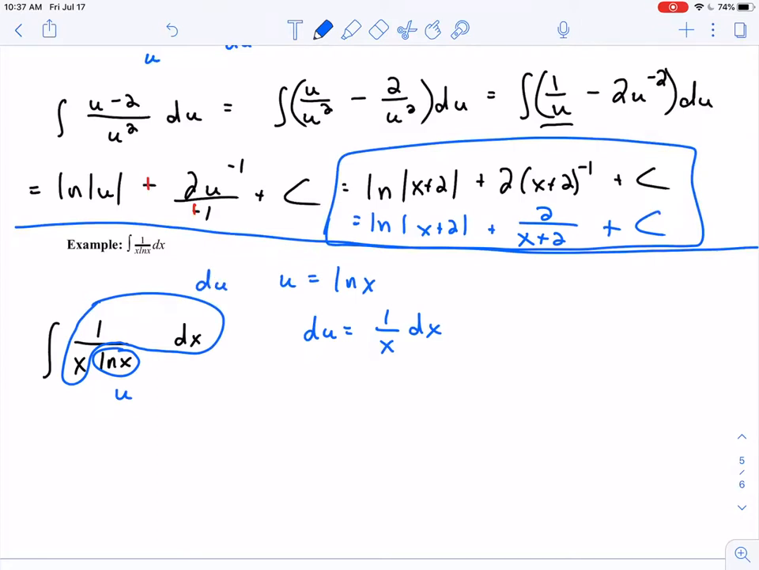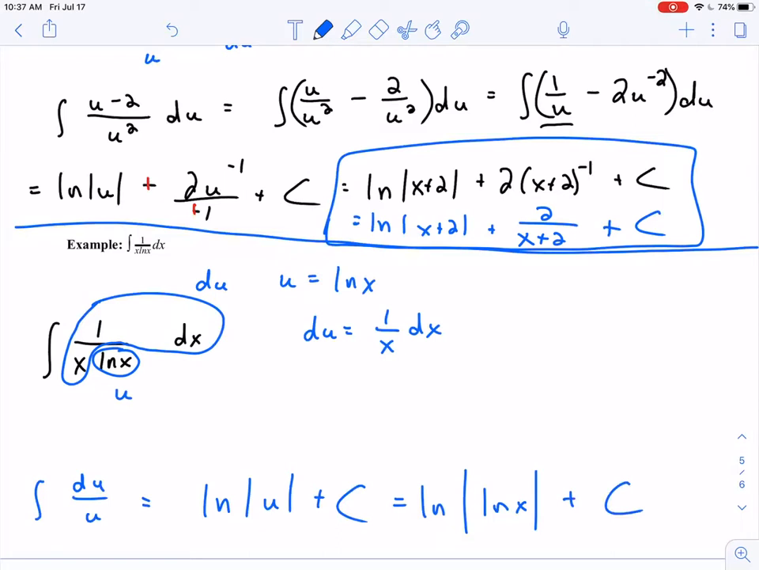So if I make my substitution, this is really the integral of du over u, or 1 over u times du. In either case, I know what this integral looks like. This is natural log of absolute value of u plus c, which is equal to, well, what was u? Well, look at that. u is natural log of x. So I will have natural log of absolute value of natural log of x plus c, which I just think is kind of fun.